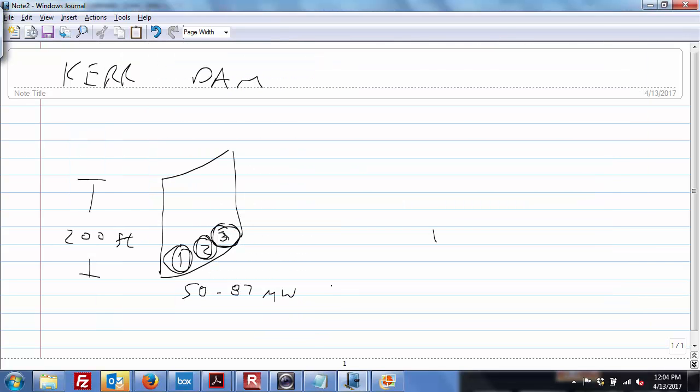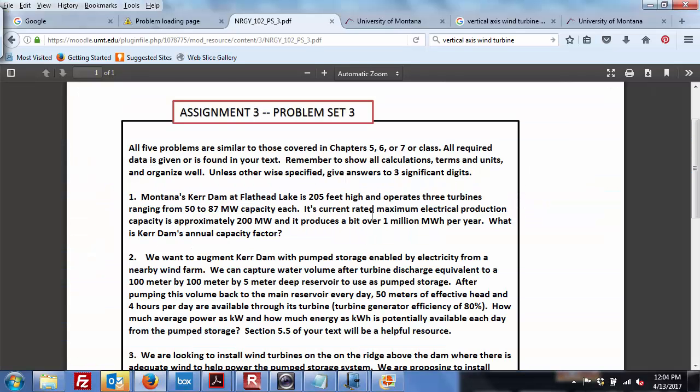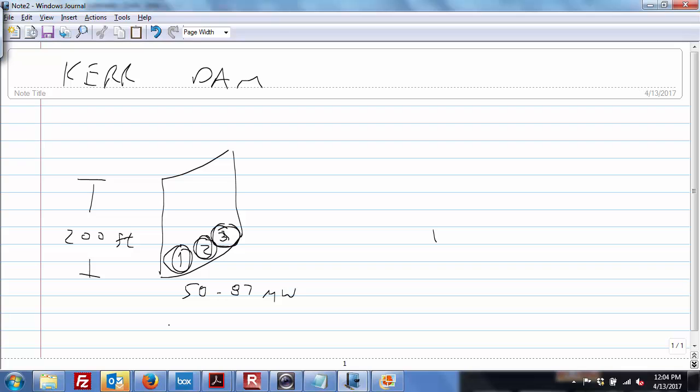Now, what we're also given in this problem is that its current, and I apologize about the typo there, its current rated maximum electrical production is 200 megawatts. So the sum of T1 plus T2 plus T3 equals 200 megawatts. And that seems about the right range, right? So 200 divided by 3 is 66, 67-ish, and it falls right in that range.